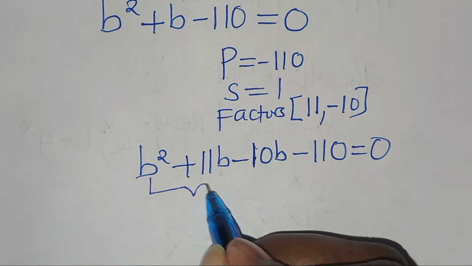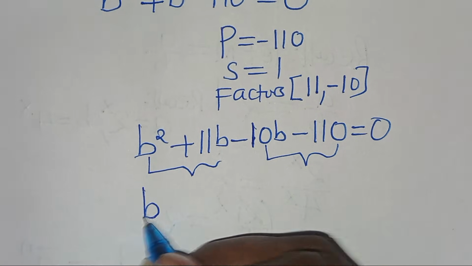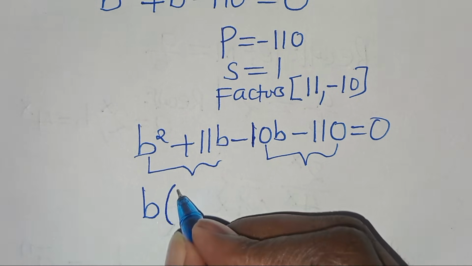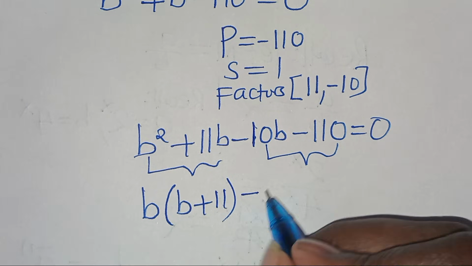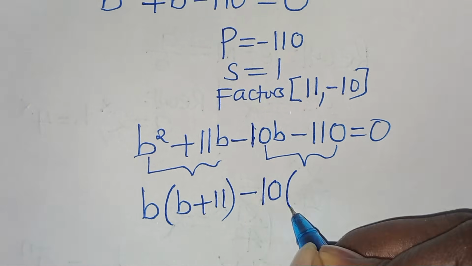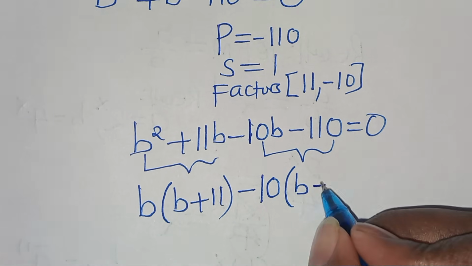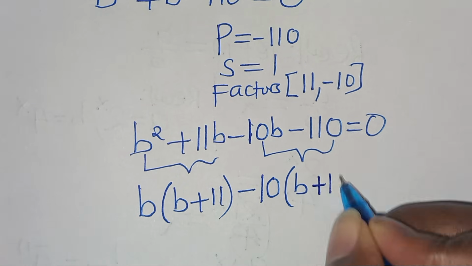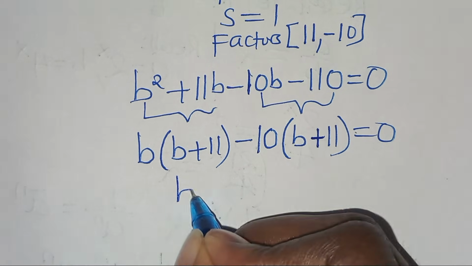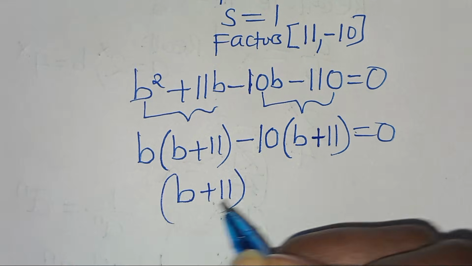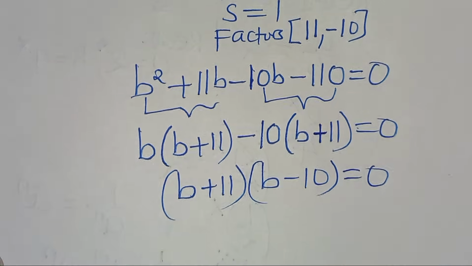We have now two parts here. From the first part, b is common. We can factor out b so that we have b into the parentheses, b plus 11. Now the second part here, we have that 10 is common. So we factor out 10 so that we have b minus, this is minus and minus, this is plus, so we have plus 11. This is equal to 0. So b plus 11 is common here. So we have b plus 11 times b minus 10, which is equal to 0.